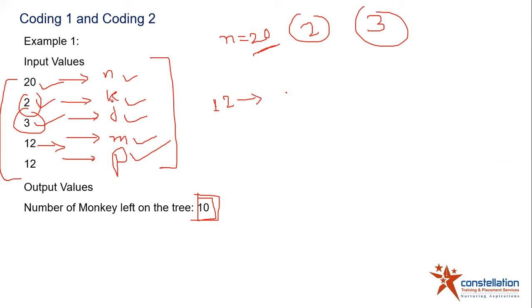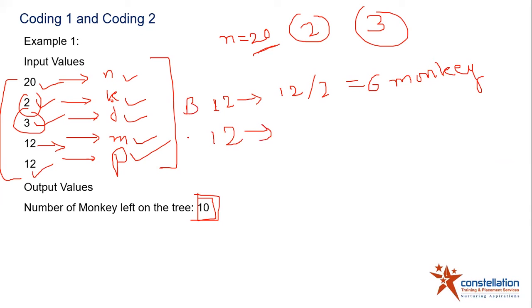So how many monkeys can eat in that? 12 divided by 2, which is 6. So 6 monkeys can eat the bananas being offered by the people. Now let's find out the peanuts. 12 peanuts are being offered. This is banana and this is peanut.